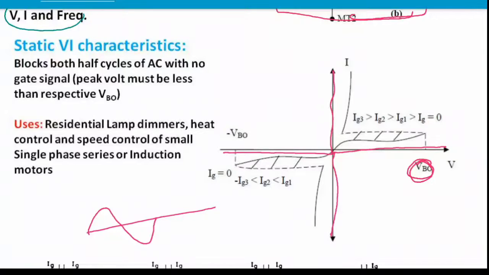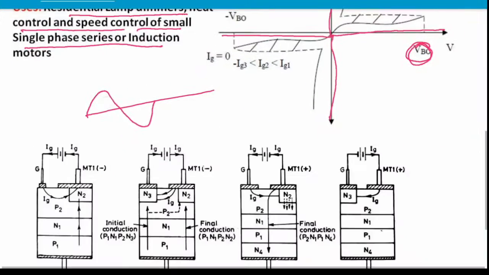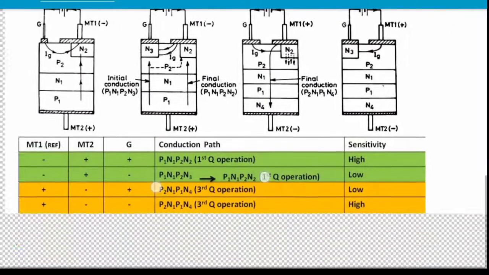What are the uses of TRIAC? Generally, we have to remember residential lamp dimmers, heat control and speed control of small single phase series or induction motors. And what are the operating conditions? These are the main important things for TRIAC.